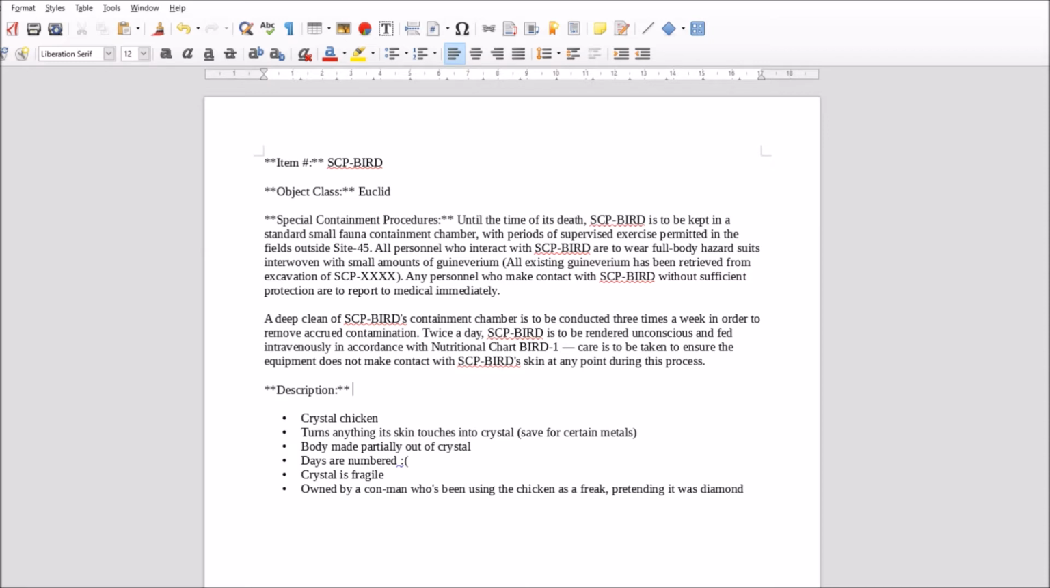So remember what we had last week? We decided that this Crystal Bird was going to be used by a con man. Yes, we're going to go with a sad tone. It was used by a con man, tricking people into thinking they were diamonds. They all had to be given amnestics. It was taken away. Due to the nature of its body, it's eventually going to die no matter what, so it's only a matter of time, getting as much research as we can.